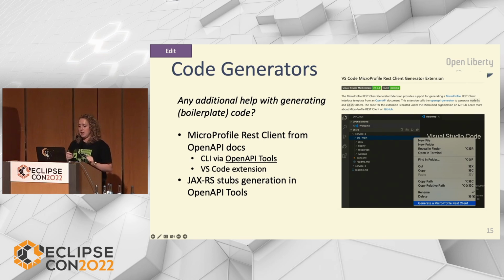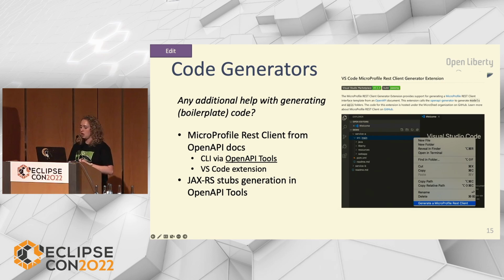Now, also in the edit section, we can't really not talk about code generators in this section. There are many different additional tools that can help with generating boilerplate code or templates. For example, many of these come under the OpenAPI tools, and they can help generate things like MicroProfile REST client template interfaces. And these can be either part of the CLI or of the tools or as a VS Code extension. So it depends on which one you'd rather.